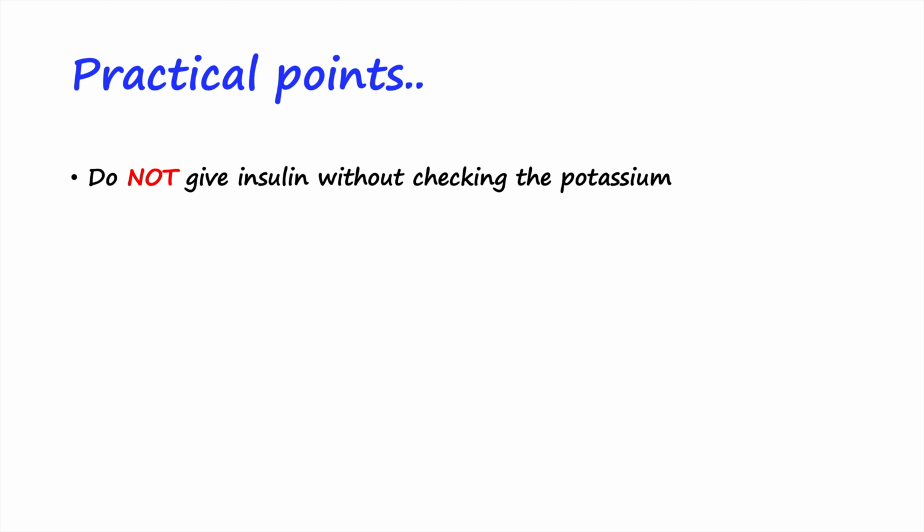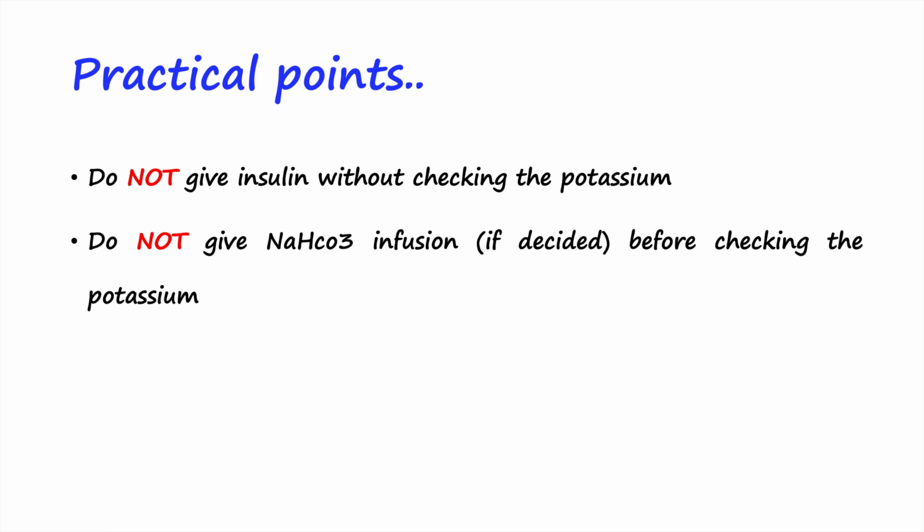Do not give insulin without checking the potassium. And if the potassium drops to less than 3.3 while you're giving insulin, please hold insulin, correct hypokalemia, then resume it. Do not give sodium bicarb infusion, if decided, before checking the potassium, because some of the infused bicarbonate will be excreted in the urine, and that's usually accompanied by cations, sodium or potassium. Unless your potassium is normal, please do not give sodium bicarb infusion.